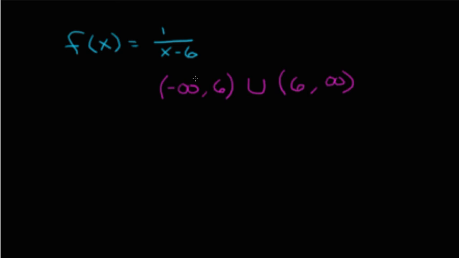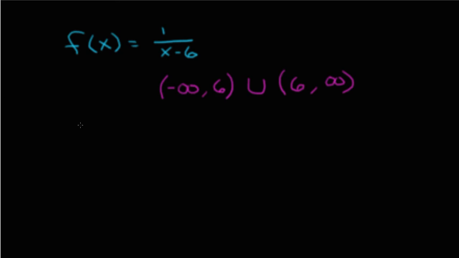So I feel like all we're doing for the domain is finding out what the possible values of x can be. And in this case, x can't be 6. And so we would write that it can be from negative infinity to 6, and that it can be, and that's the union of 6 to infinity. And that's all there is to finding the domain of that problem.